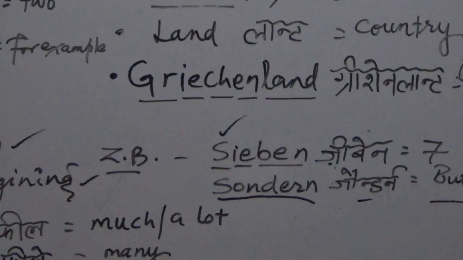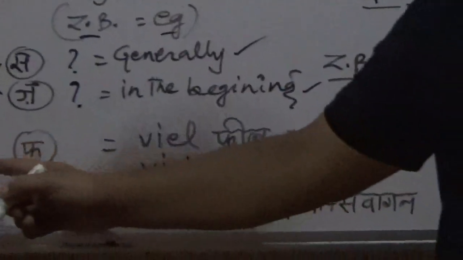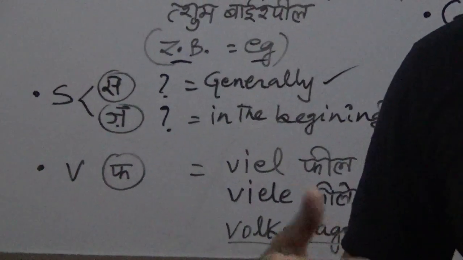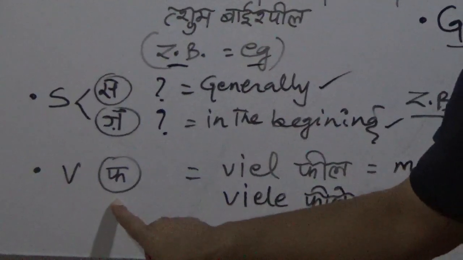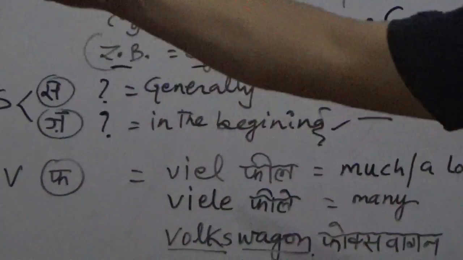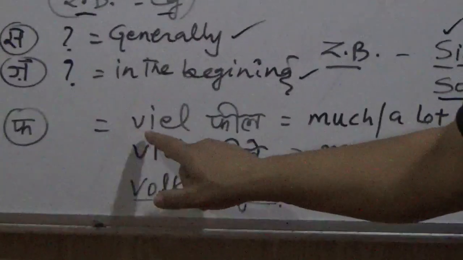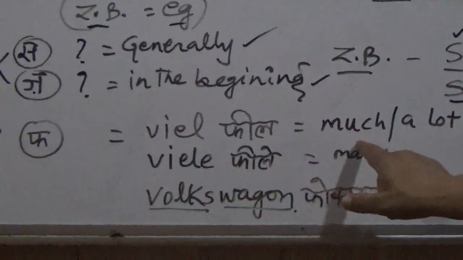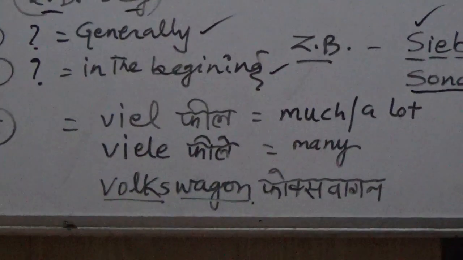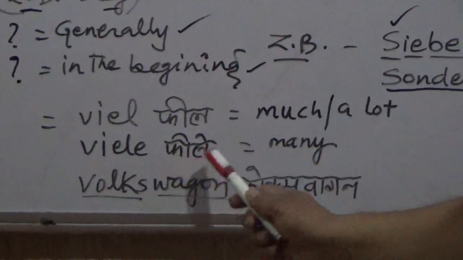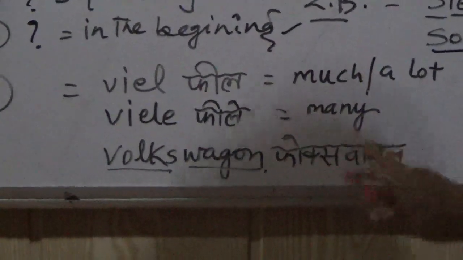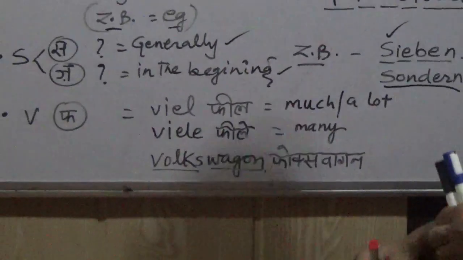Sondern means but. The name of this letter in German is Fau, but it gives fa sound, like V-I-E-L. So I have already taught you, IE gives E sound. So this is fa and E, viel. Viel means much or a lot. But if E is there at the end, so it is viele, and viele means many. So it is adjective of quantity and this is adjective of number. We will do this later on.